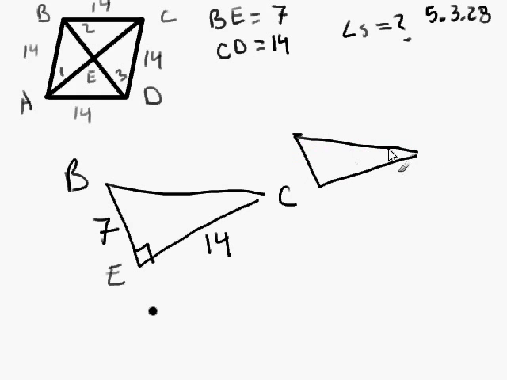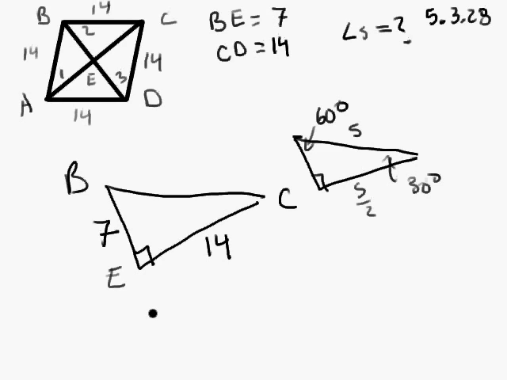90. So this would be 30 degrees. This would be 60 degrees and this will be 90. This would be S. And then this long side would be S divided by 2. That's not what we have here. We need to think about something else for this.